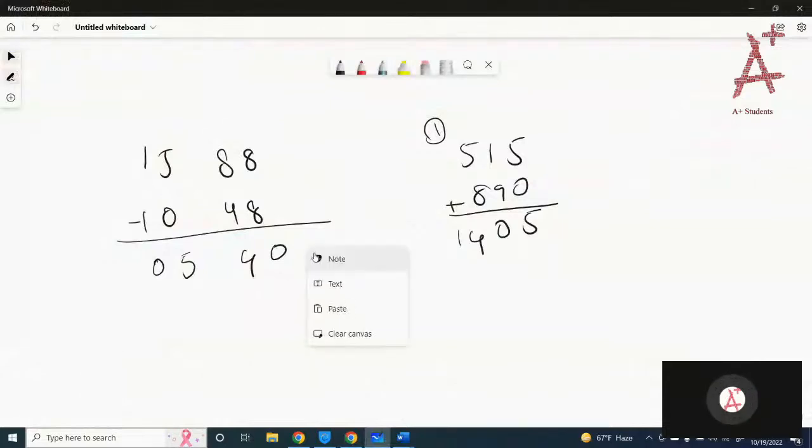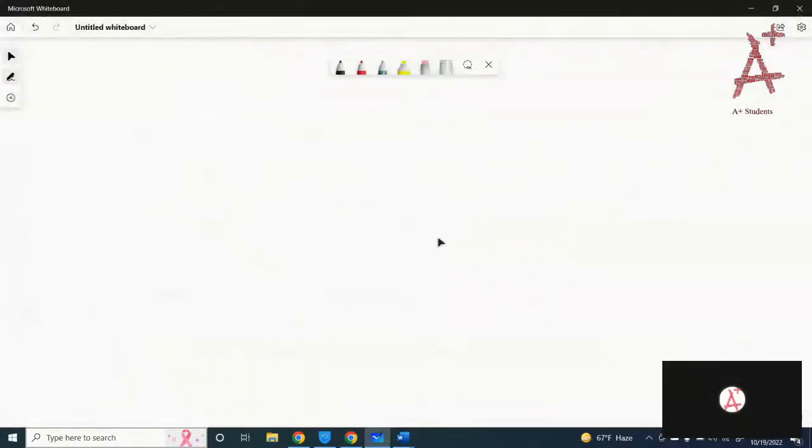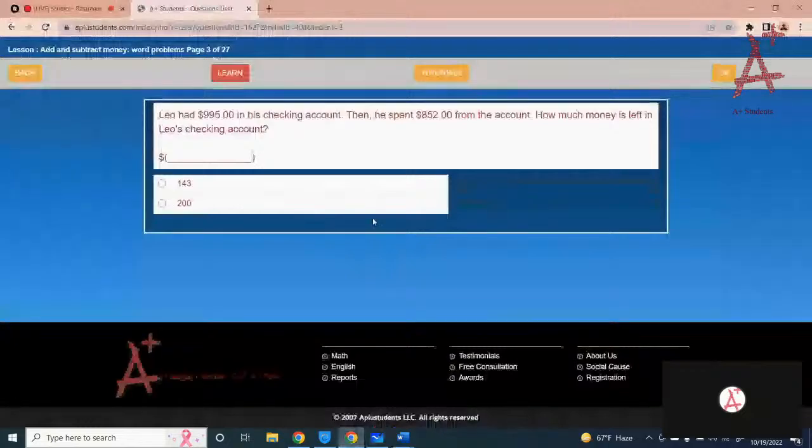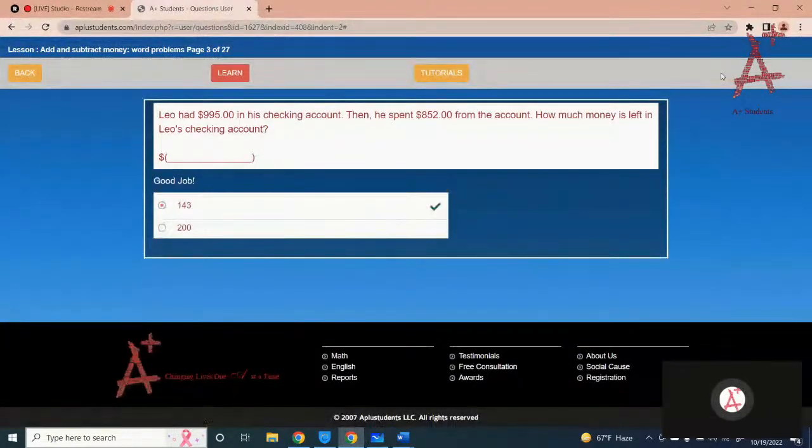So just subtract them. 995 minus 852. 5 subtract 2 is 3. 9 subtract 5 is 4. And 9 subtract 8 is 1. It would be 143. Got it? So select the correct option and click on the OK button.